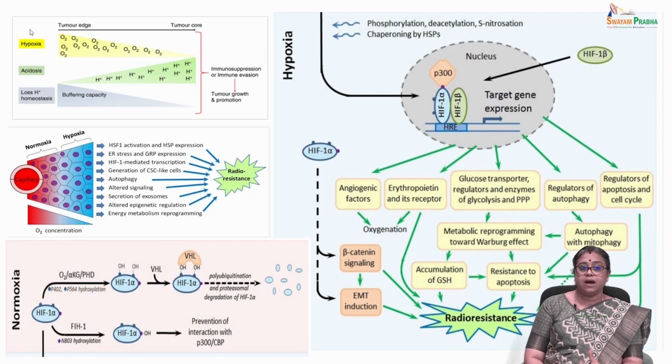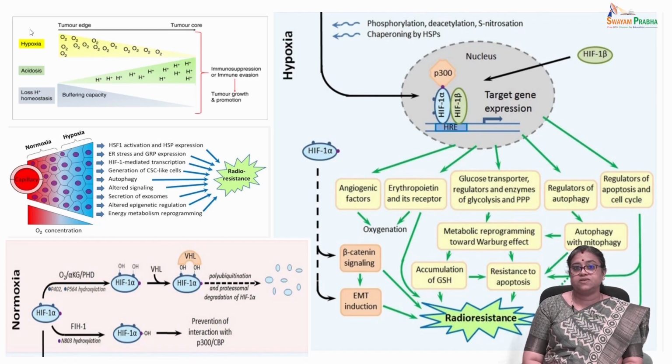Similarly, a hydroxyl group can get added at the 803rd position, which will also alter the conformation of HIF1 alpha in such a way that it prevents its interaction with the P300 and CBP transcription factors. This is what happens in the normoxic situation, where the VHL protein is able to bind to HIF1 alpha and degrade it. Now, what happens in the hypoxic situation?